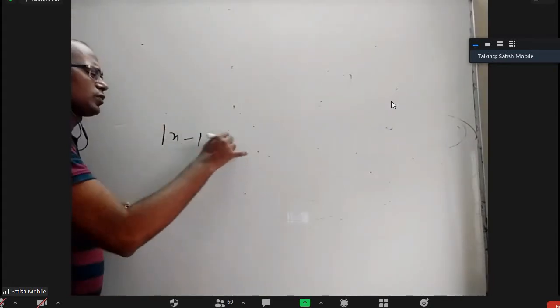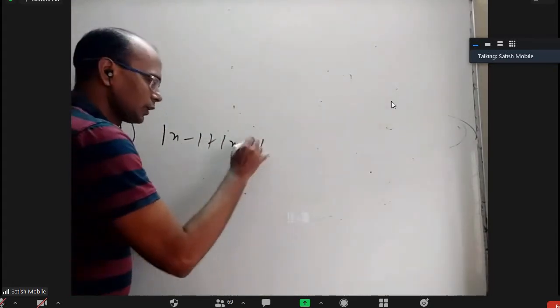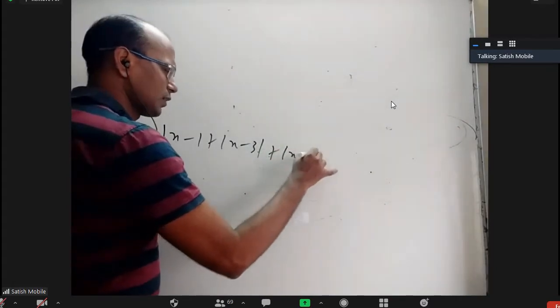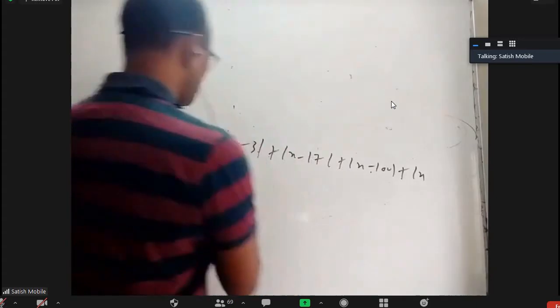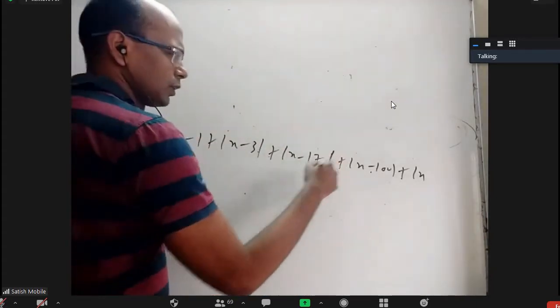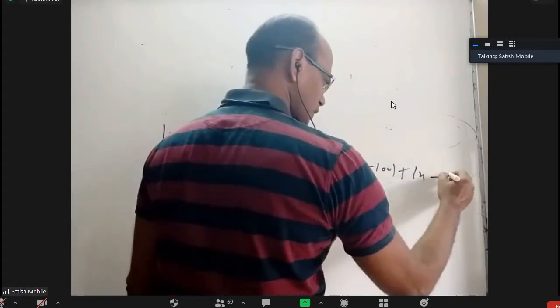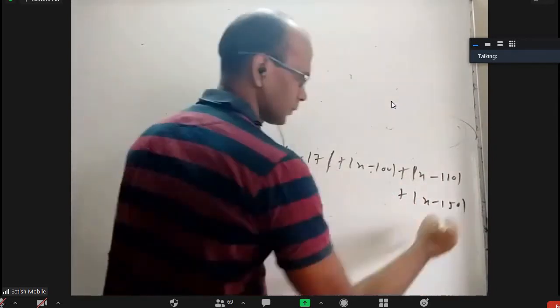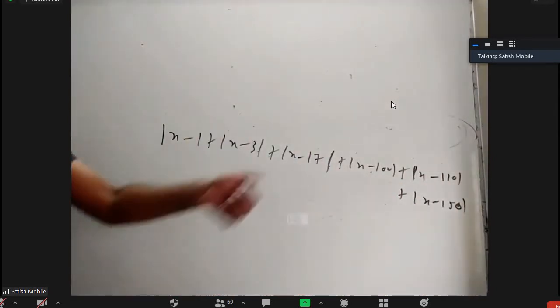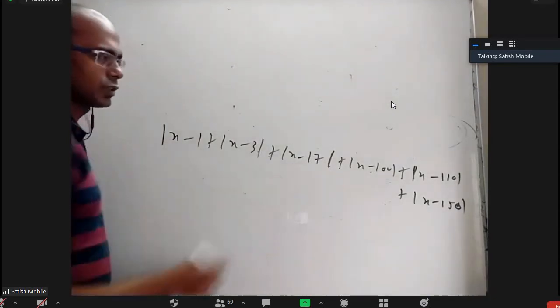Let's say mod x minus 1 plus mod x minus 3 plus mod x minus 17 plus mod x minus 100 plus, and how many are there? 1, 2, 3, 4, and mod x minus 110 plus mod x minus 150. Total 6 things. What is the minimum value of this whole thing?